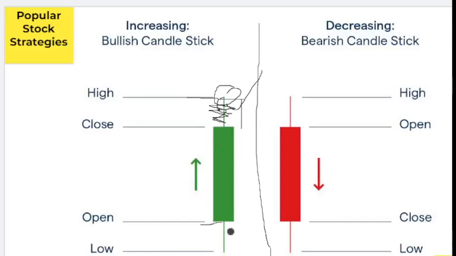The low is the same thing. The price was able to be brought down to this point. It was trading at this lowest, but then it recovered. This did not close here. All right. So what is it telling you?